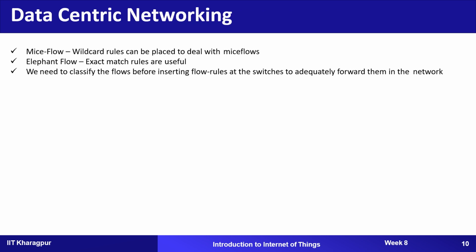Now data centric networking. So in data centric networking, two types of flows are considered. First one is your mice flow. So in case of your mice flow, small amount of data is flowed from your source to your destination. So wildcard rules can be placed in order to deal with your mice flows.